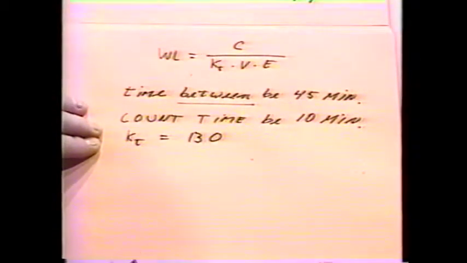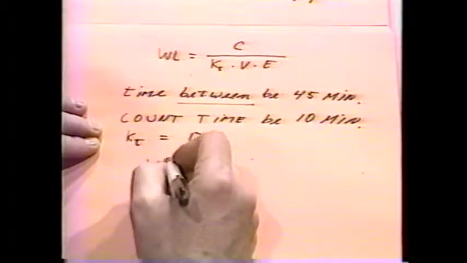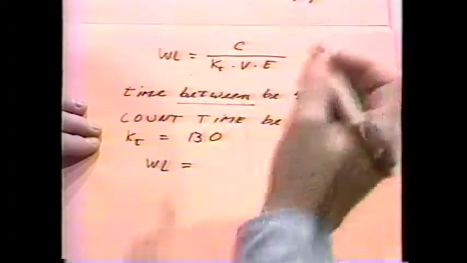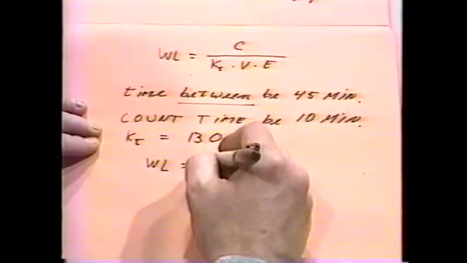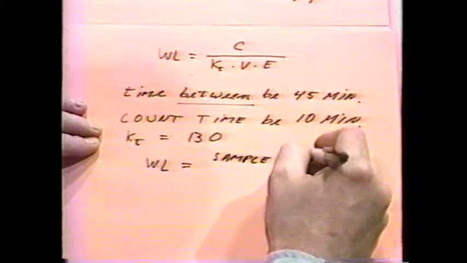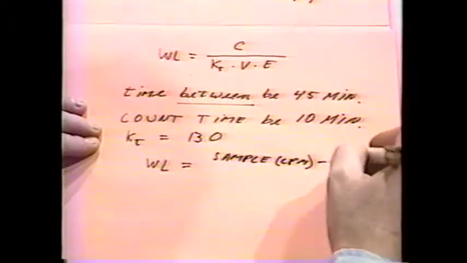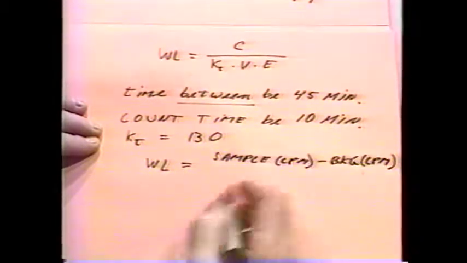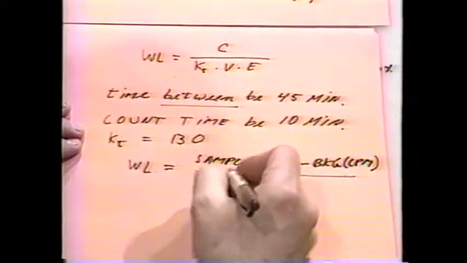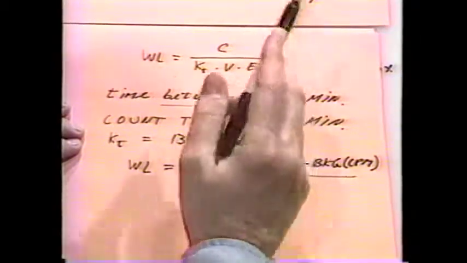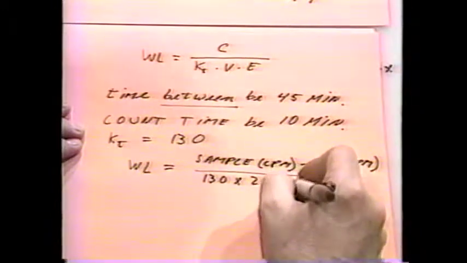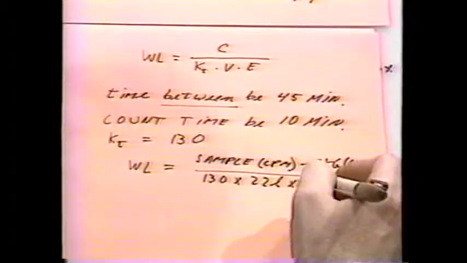KT is 130 to get the working level. So we get the working level. Now remember, this C is the net counts. And so what we have to have is, let me just write that as the sample counts per minute minus the background counts per minute, all divided by KT, which is 130, the volume, which was 22 liters, and the efficiency, which was 0.49.